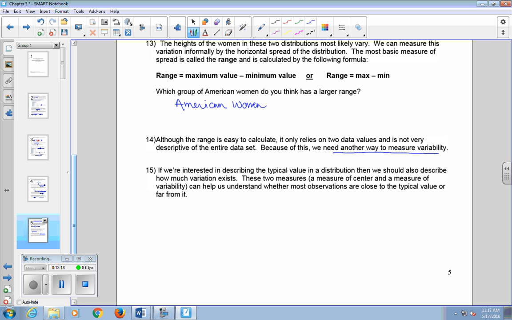If we're interested in describing a typical value in a distribution, we should also describe how much variation exists. And these two measures, a measure of center and a measure of spread, can help us understand whether most observations are close to a typical value or far away from it.